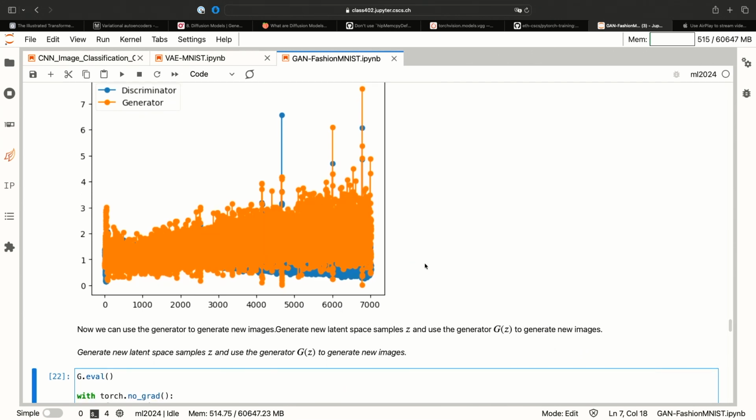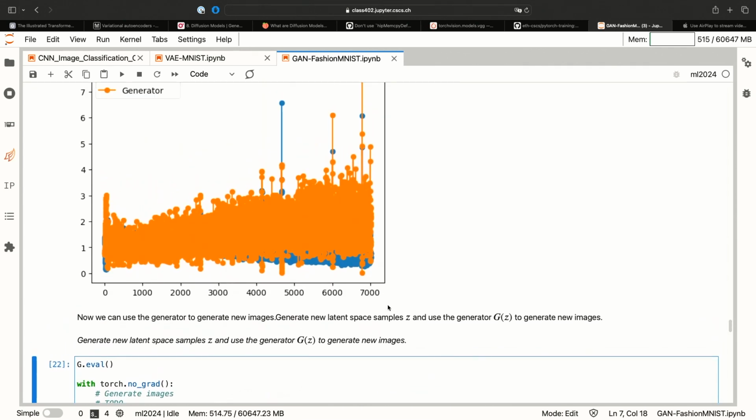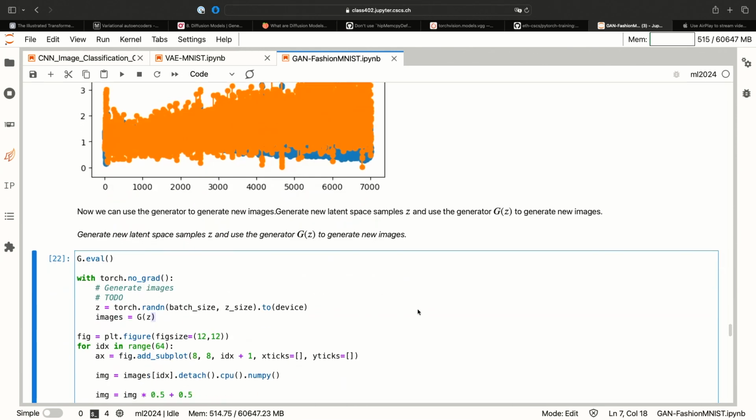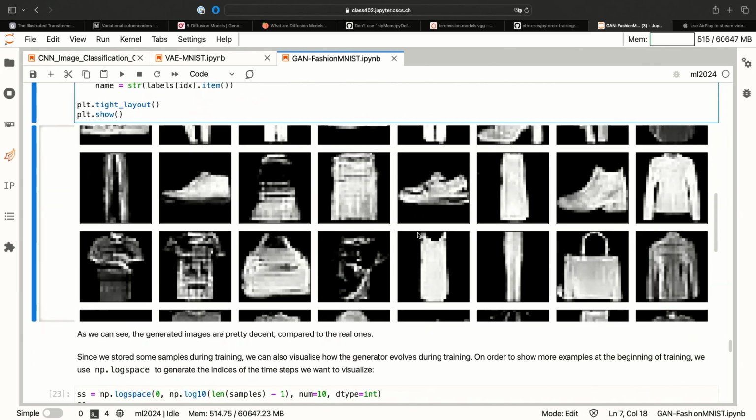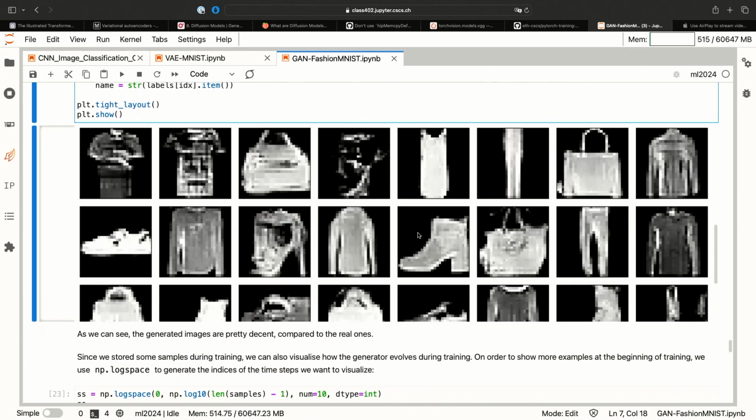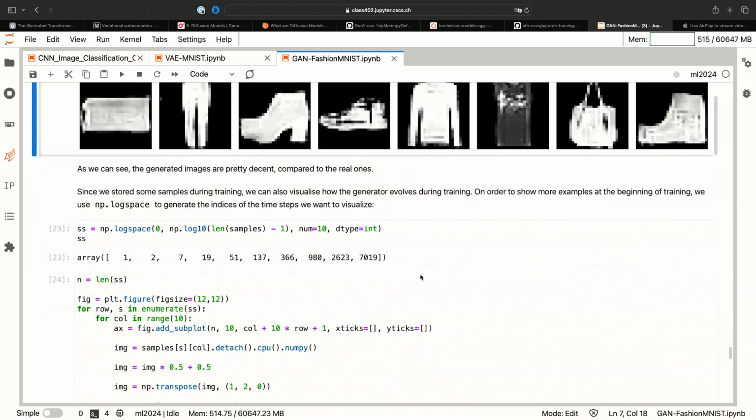And you cannot really see the discriminator. Maybe I should plot them separately. But as we discussed in the class, the GANs sometimes oscillate a bit. They have these oscillatory behaviors, and that's why they're difficult to train. But if you look at the generated images, they are pretty good.